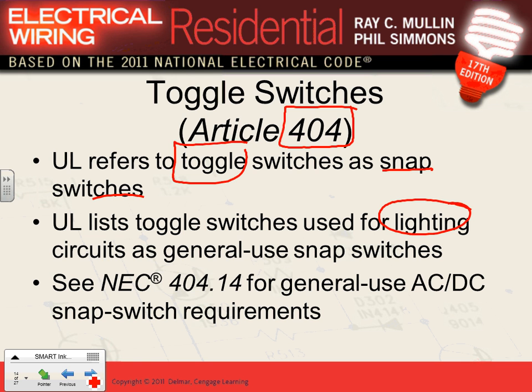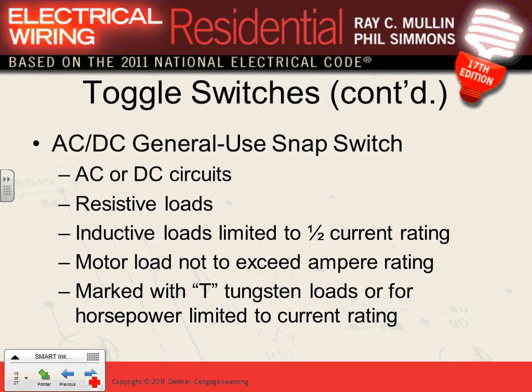They come in AC and DC, and there are some restrictions. Can I use a DC snap switch for a DC circuit? Yeah. AC circuit? Yeah. So they can come in AC or DC. Here are some restrictions on AC/DC snap switches. The ones that we use, guys, are AC switches here. So we have snap switches that work on AC or DC, resistive loads only.